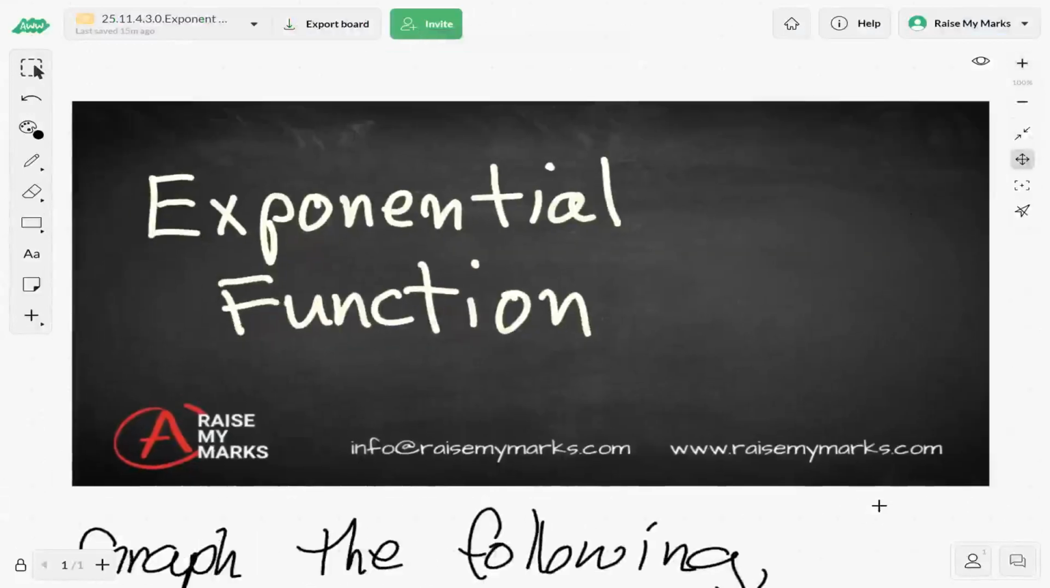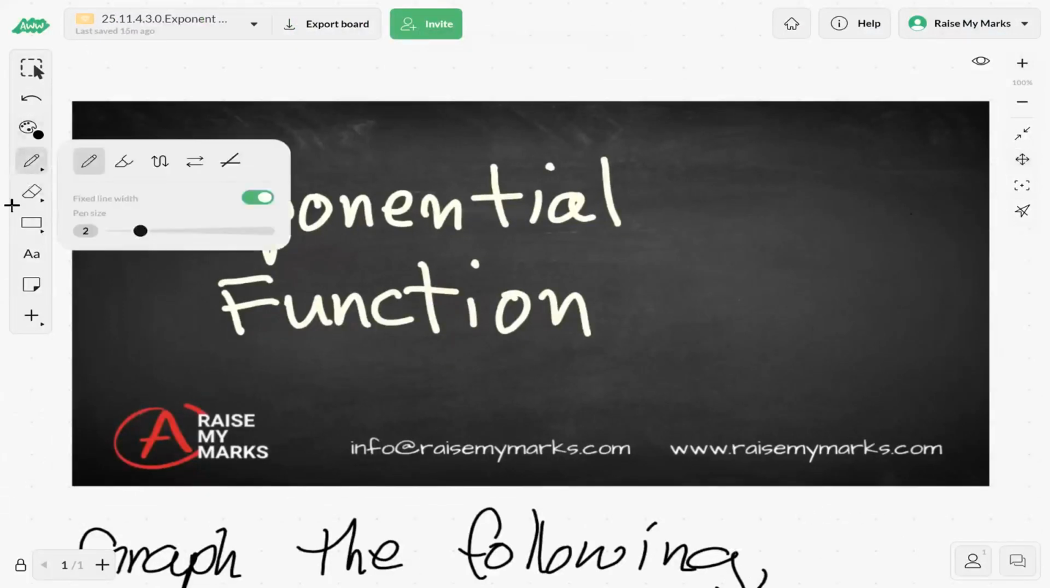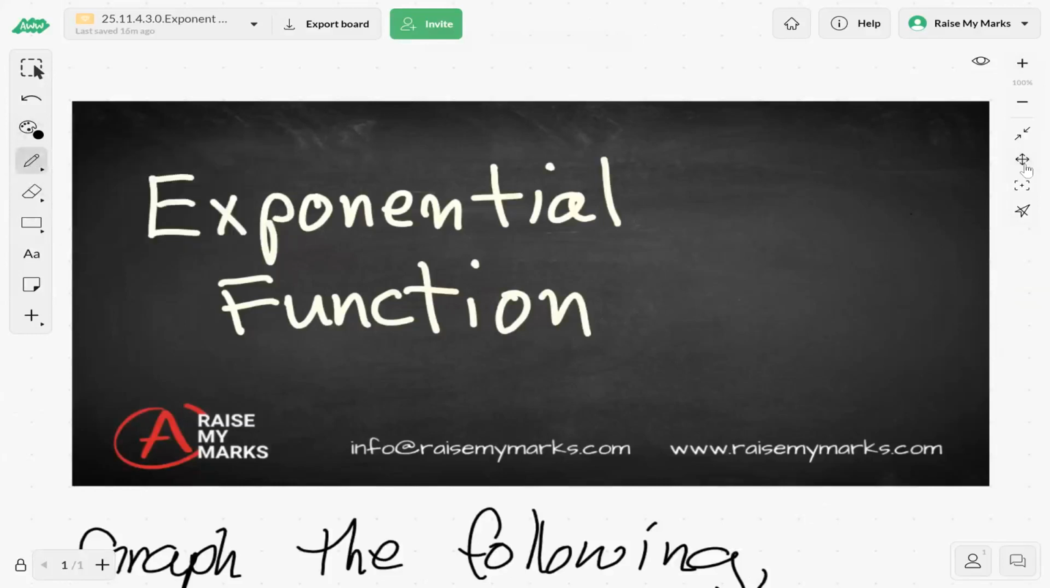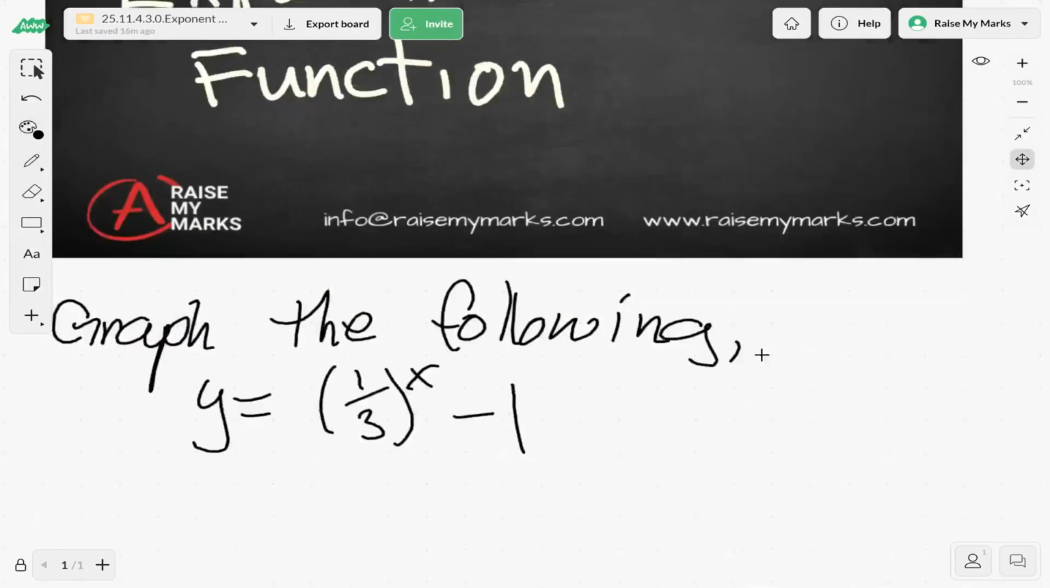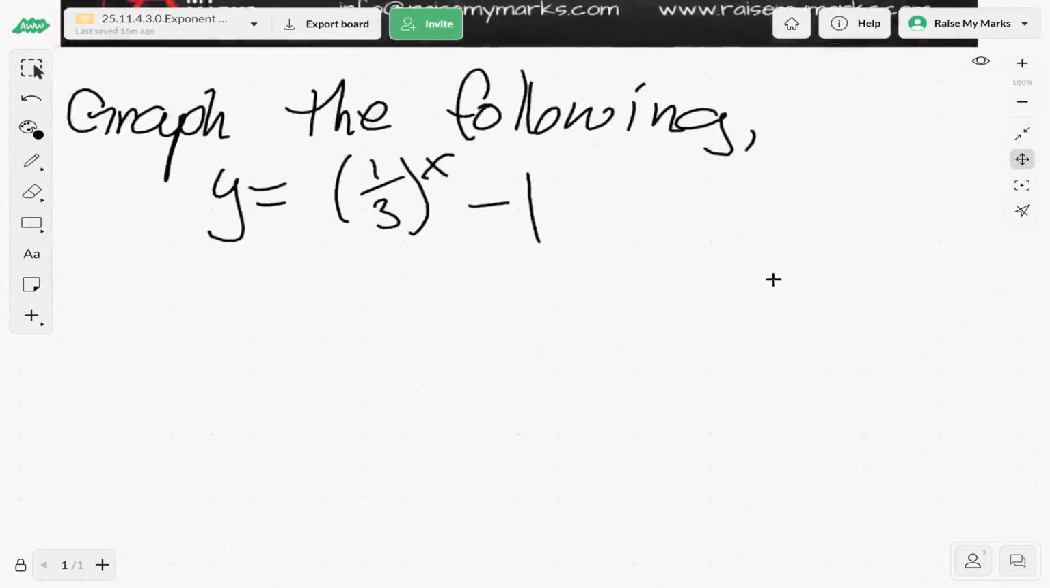So today we're going to look at the exponential function, and we're going to look at graphing transformations of the exponential function. So let's have a look and see what we're graphing today. We're asked to graph the following function: y equals 1 over 3 raised to the power x minus 1.